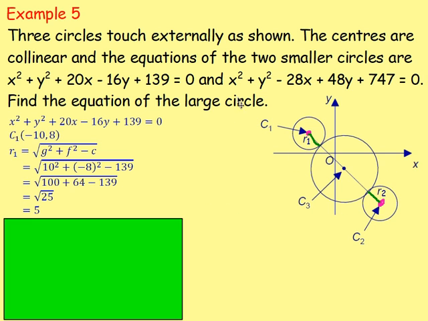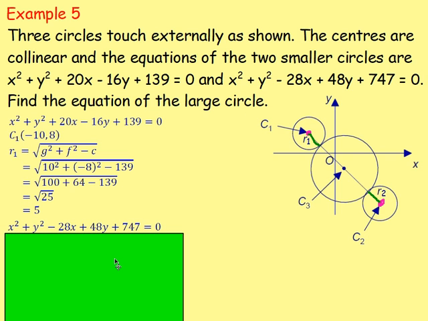Second circle, do the same thing. So we've got x squared add y squared, take away 28x plus 48y plus 747 equals 0. So the centre of that circle, again, take the x coefficient, half it, and change the sign, and do the same for the y. So you'd end up with 14 and negative 24.